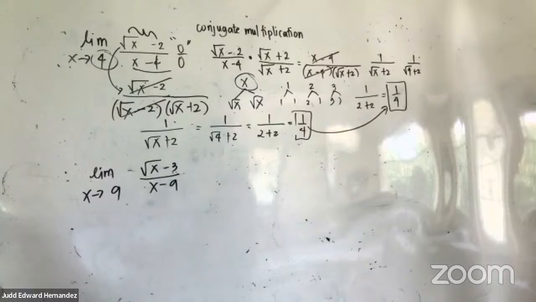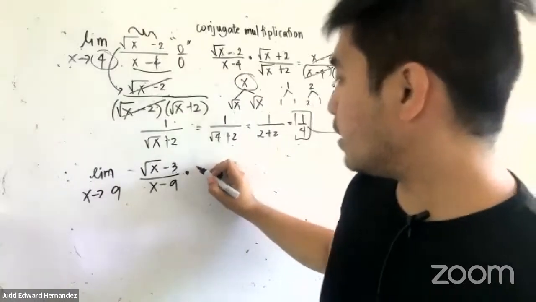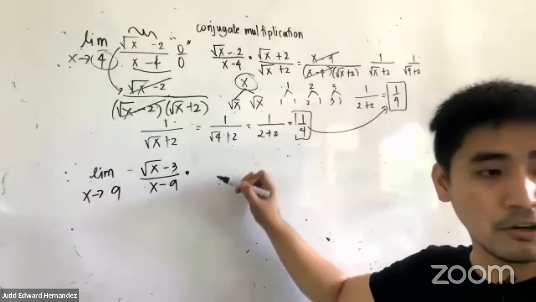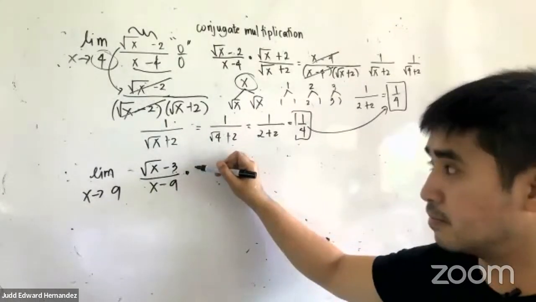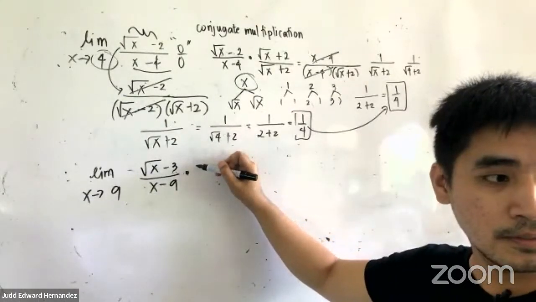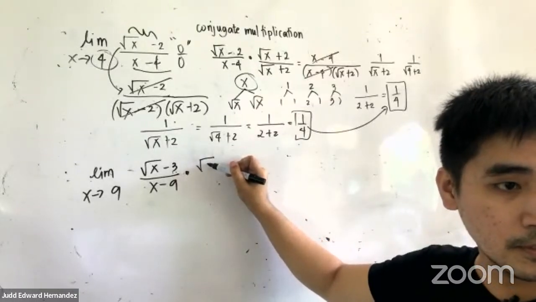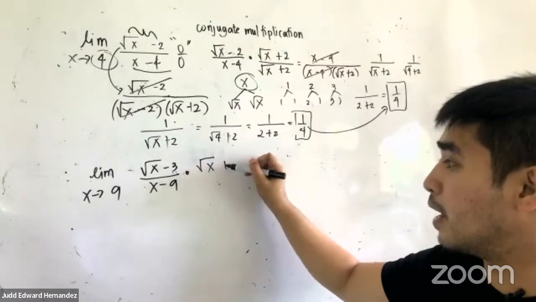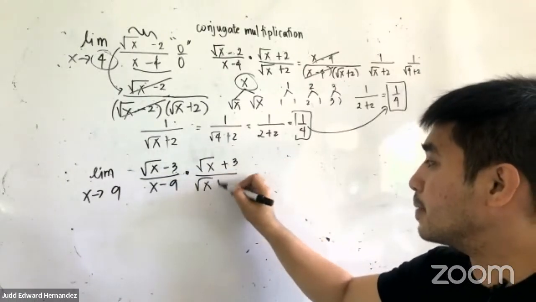Okay? So, it becomes... ano yung i-multiply natin conjugate, guys? Para mas mabilis. Anong conjugate yung i-multiply natin? It becomes square root of x plus 3 over square root of x plus 3.